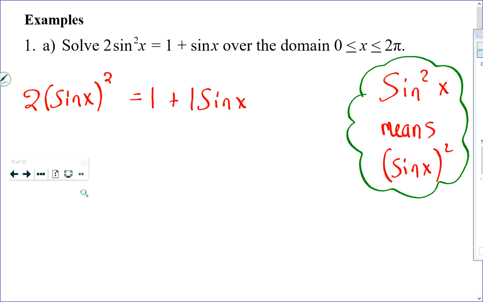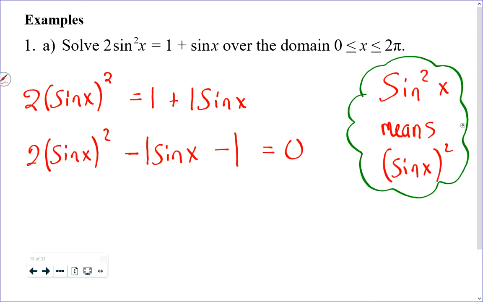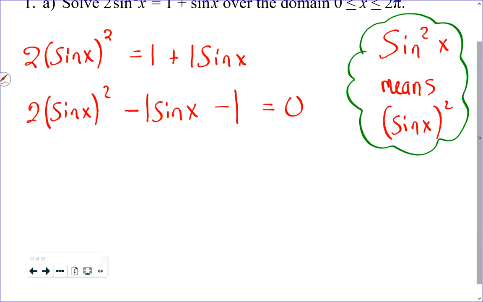So I look at that, and from a mathematical standpoint, I have something with a variable squared, I have something with the variable, and I have a constant. It's quadratic. And when you solve a quadratic equation, you zero the equation. So we're going to have 2 times the sine of x quantity squared. I'm going to have to subtract 1 sine of x, and I'm going to have to subtract 1, and this is equal to 0. So now I'm going to factor this.